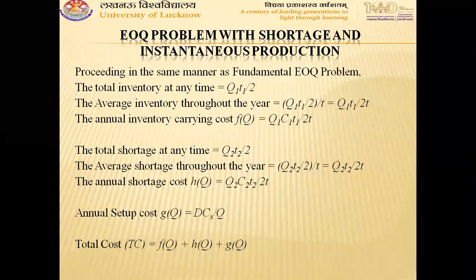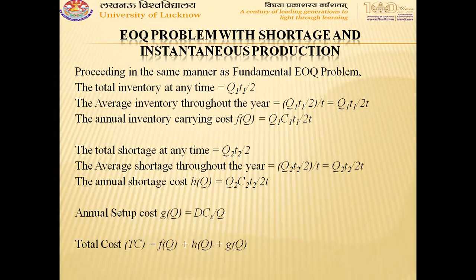Then the average inventory throughout the year will become Q1 T1 upon 2 divided by the total duration, that is T, which becomes Q1 T1 upon 2T. Similarly, annual inventory carrying cost will become Q1 C1 T1 upon 2T. And in the same manner, the average shortage cost can be computed as Q2 C2 T2 upon 2T.